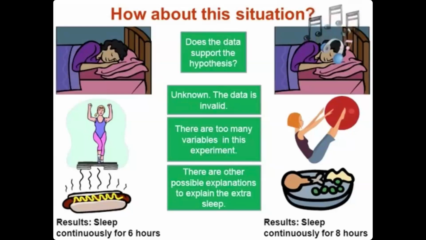These are all possible factors that could explain why the woman received an extra 2 hours of continuous sleep. So when you have more than one variable, you really can't pinpoint your explanation. There's other possible explanations. That's the importance of having only one independent variable in an experiment.